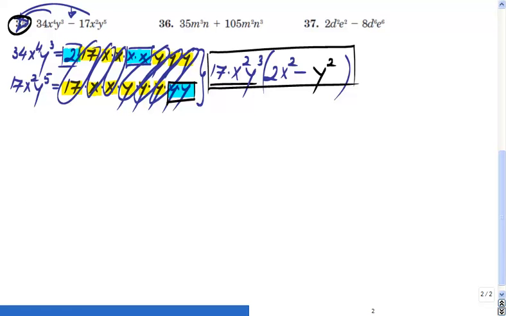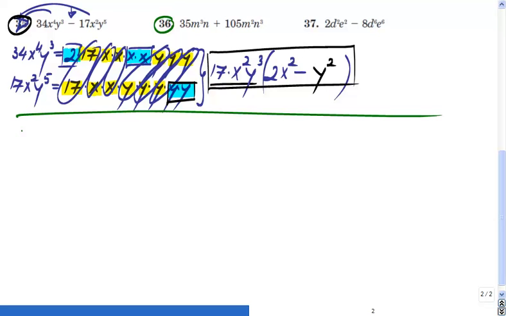Okay, let's try the other one. 36. 35m cubed n. Let me separate them. 35m cubed n, and I will break it down into prime factors. 35 is nothing else but 5 times 7. M cubed is m times m times m, and times n.